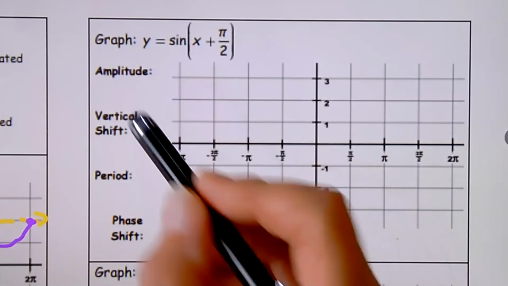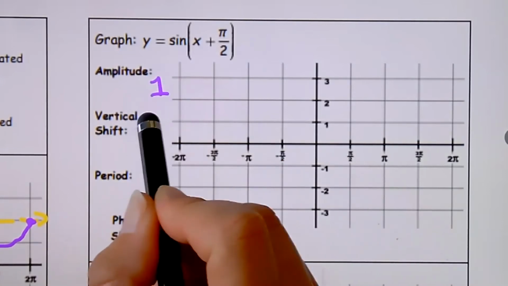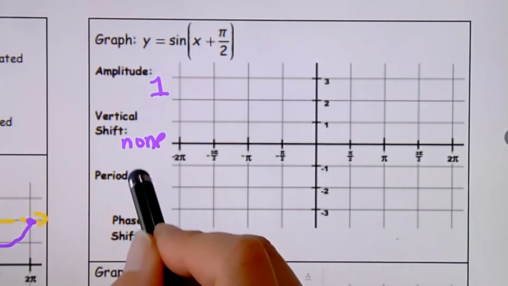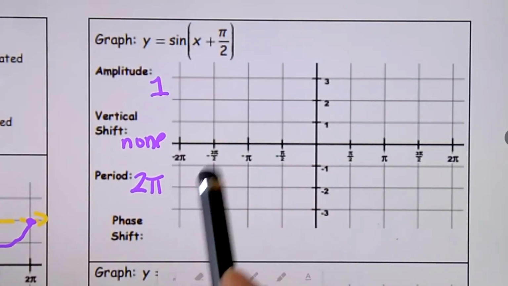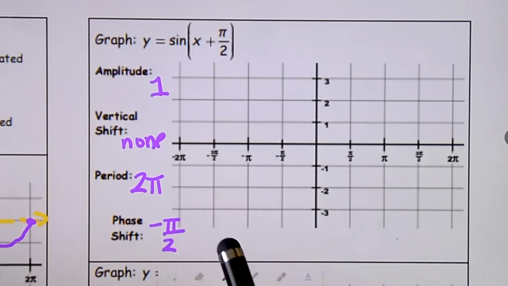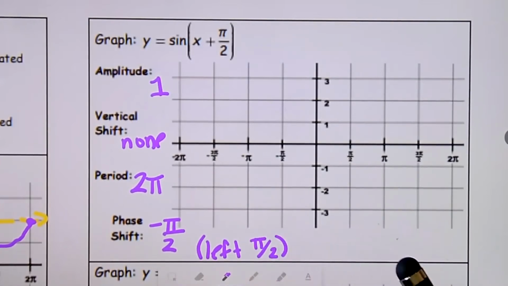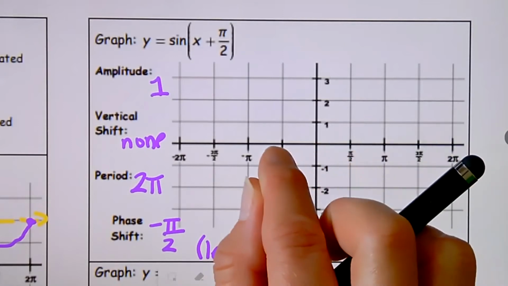Okay? So let's get back to this, okay? Amplitude is still 1. They didn't do anything to that. Vertical shift, none. Okay, I'm just shifting it horizontally. Period is actually still 2 pi. We haven't seen a period change yet. And phase shift is negative pi halves. So basically what this means is we're going left pi halves. Okay, and that's where we're going to start. Okay, so everything got shifted over 1 pi half.